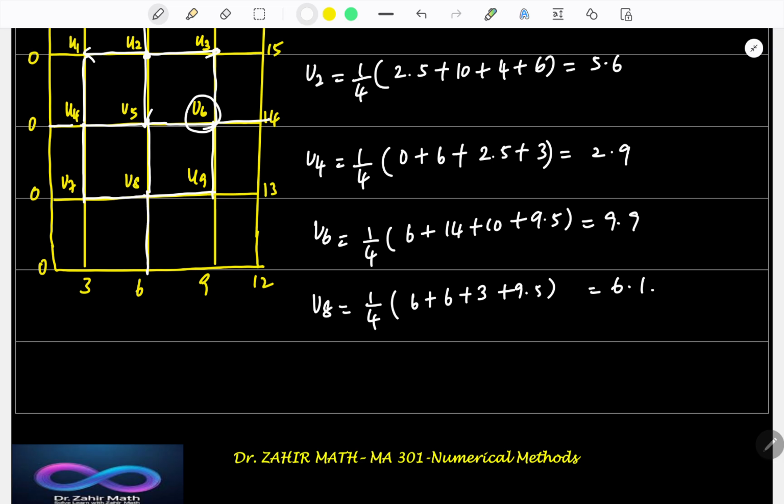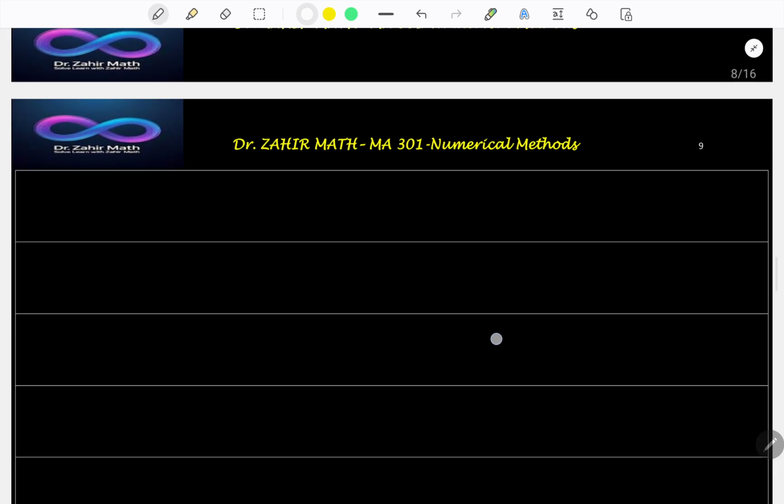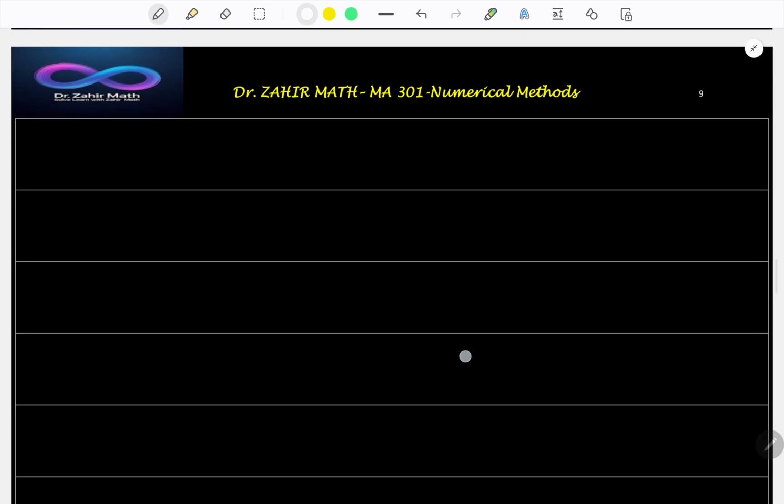So we have all calculated. Now what? u1, u2, u3, u4, u5, u6, u7, u8, u9. These are all called what? Rough values of u. Now we are going to start the first iteration.